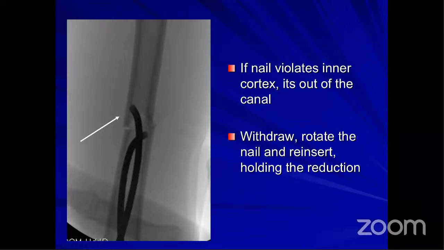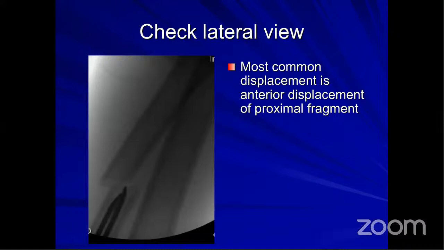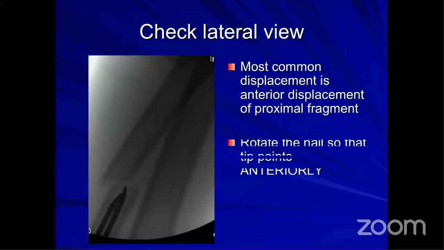I try to pass the nail just in one view, just in an AP view first. If I can't get it, then I would check the lateral view. Typically, the proximal fragment is anterior, so I'll have someone push from anterior to posterior for the proximal fragment, and just look at the AP and try to insert the nail that way. And as I said, if I don't get it in 2 or 3 tries, then I would look at the lateral view. Most common displacement is anterior displacement of the fracture fragment, so you can rotate the nail so that the tip points anteriorly.